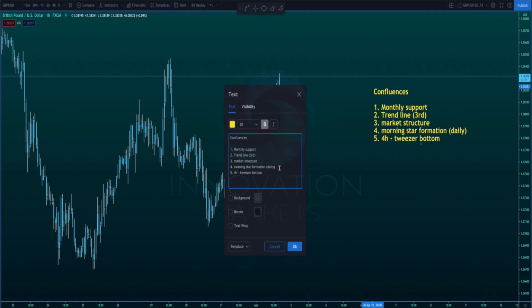Then I've seen a morning star on a daily formation, so I know that the higher the time frame, the stronger the candlesticks and the stronger the formation. So if I see a daily morning star formation, I'm thinking this pair has a much higher probability. This is the sort of 80% probability trade. Then we go down to a 4 hour tweezer bottom, and I'm thinking, okay, this is another sign that price is going to go up.